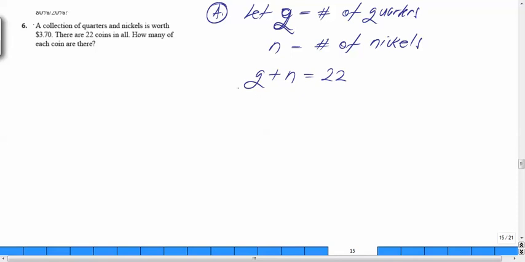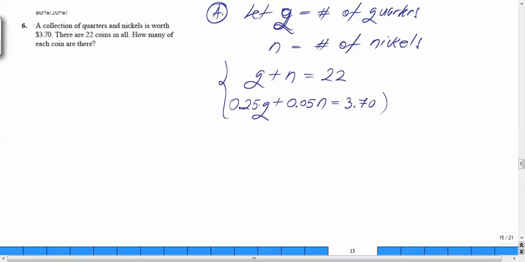Well, how much money do we have in the Q quarters? In Q quarters I will have $0.25, a quarter is 25 cents, multiplied by the number of quarters. To this one, I will add the value in dollars of the nickels. The nickel is 5 cents, which is $0.05, times how many I have. And that should give me a total of 370 cents, but $3.70. Okay? And here are your equations.